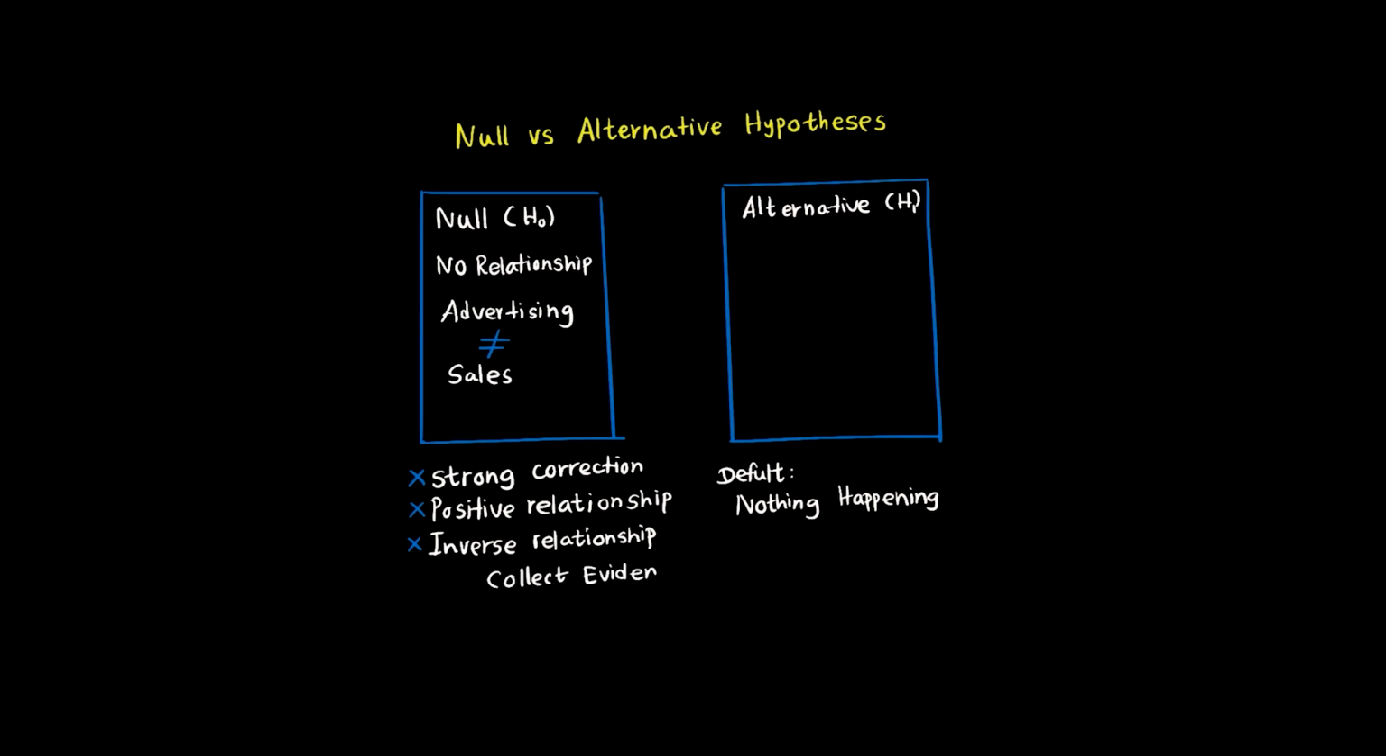Researchers then collect data trying to reject this null hypothesis. If they gather enough evidence against it, they can claim a relationship exists, but without that evidence, the null hypothesis stands.